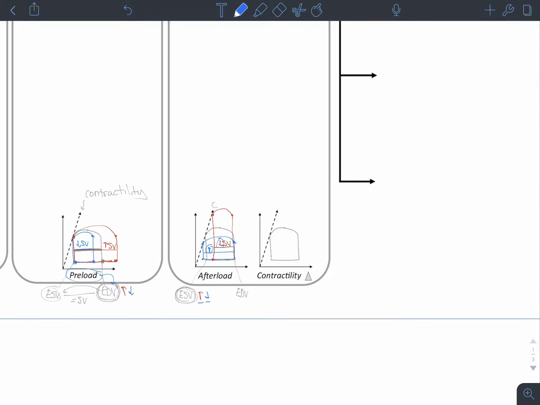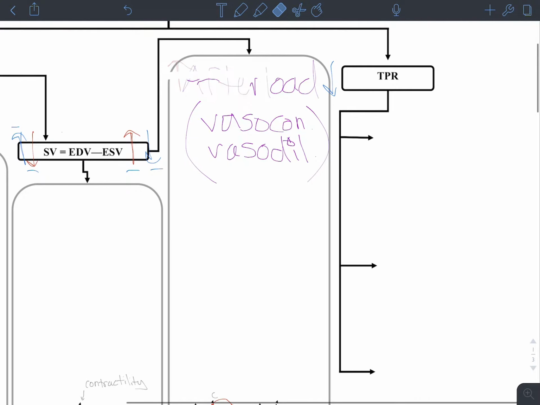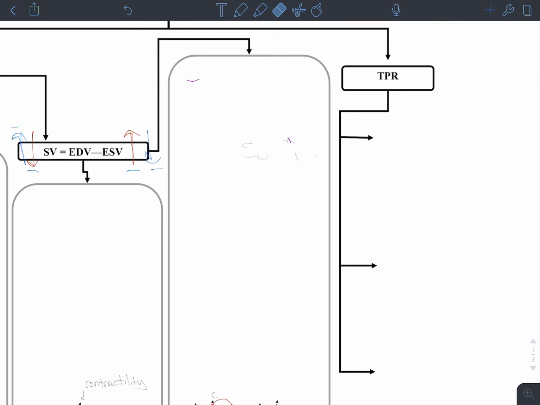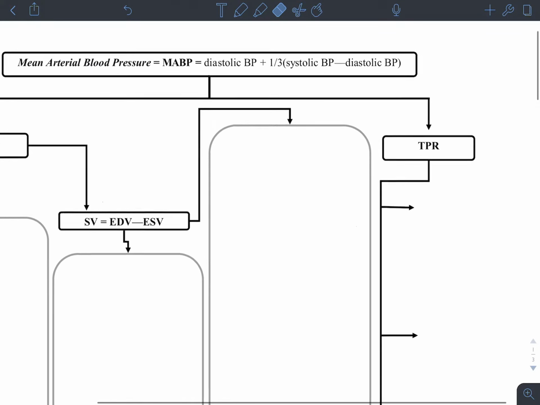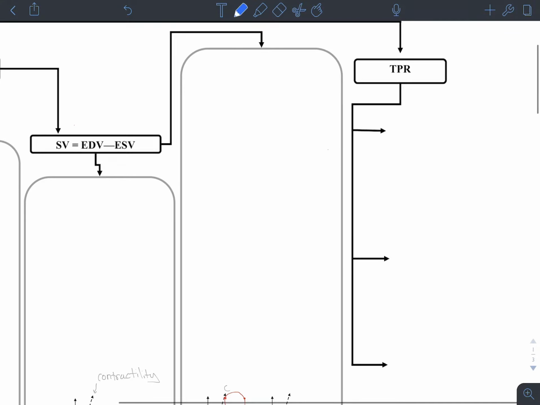Okay. Now the last one we want to talk about is contractility. Let me erase here so we have enough space. Okay, contractility. Contractility is the ability of the heart to contract. And this is really important because this really represents how efficient the heart is at getting blood out. And the way we affect contractility is through what we call inotropic factors.